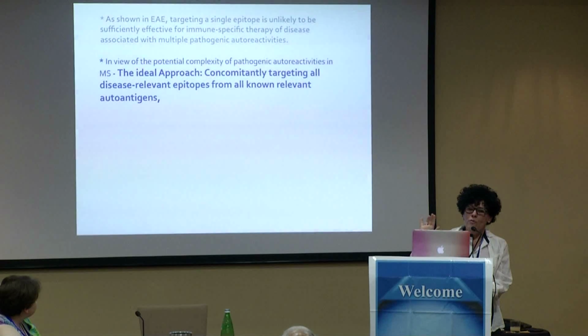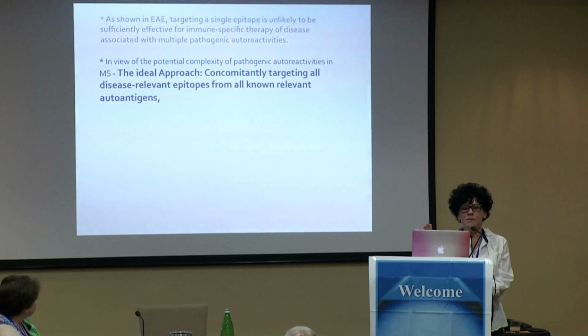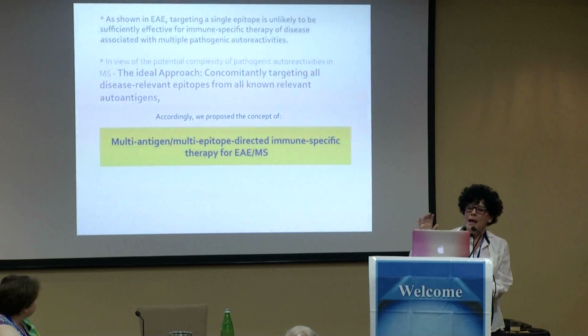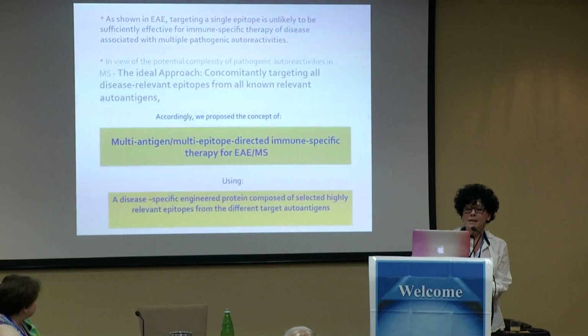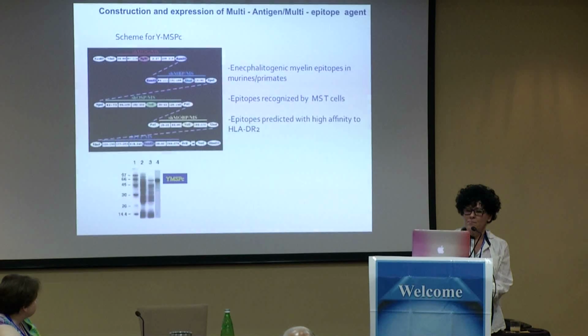So, in view of the potential complexity of the pathogenic autoreactivities in multiple sclerosis, the ideal approach would be to concomitantly target all disease-relevant epitopes from all relevant autoantigens. And accordingly, we propose the concept of multi-antigen, multi-epitope-directed immune-specific therapy for EAE or MS, and this by using a disease-specific engineered protein which is composed of selected highly relevant epitopes from the different target autoantigens.